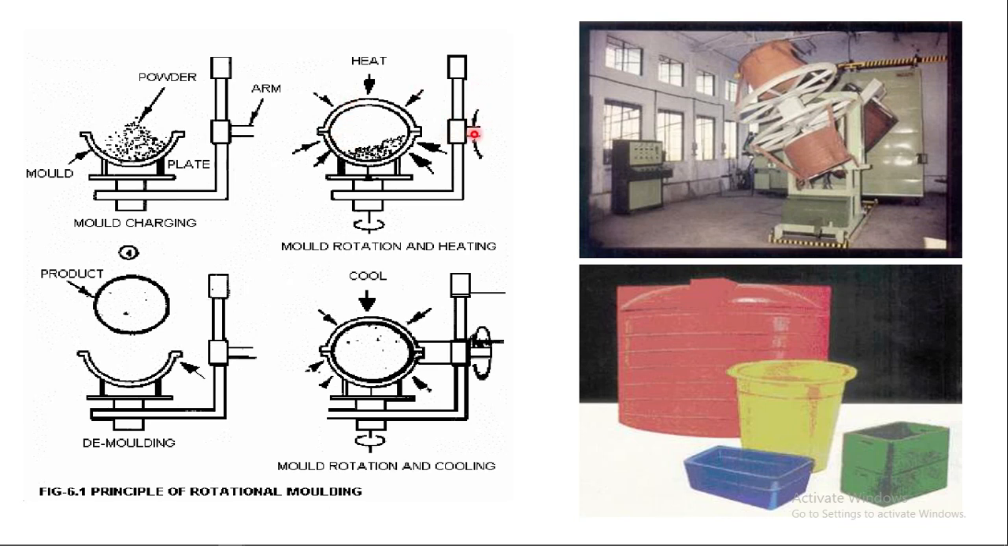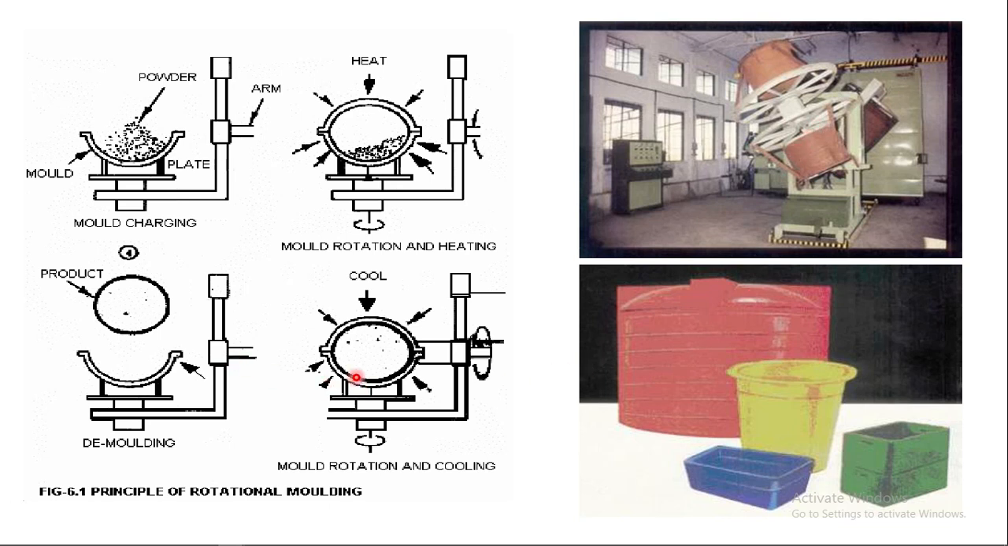Vertical and horizontal rotation should be done properly. After rotating the product like this, the melted plastic takes the shape of the mold. This is the shape of the products made by the rotational molding process. Vertical and horizontal rotation should be done. This is the 3D model of the machine.